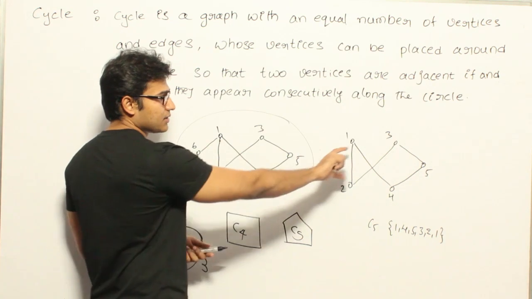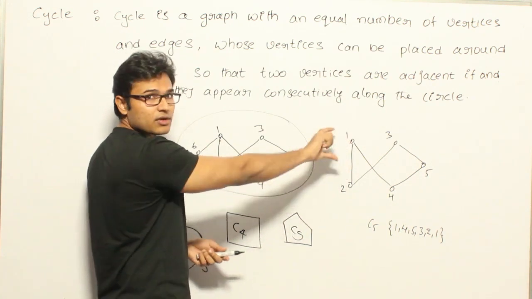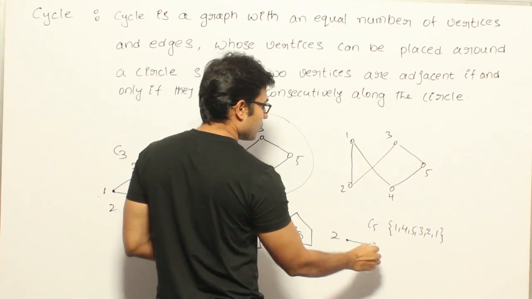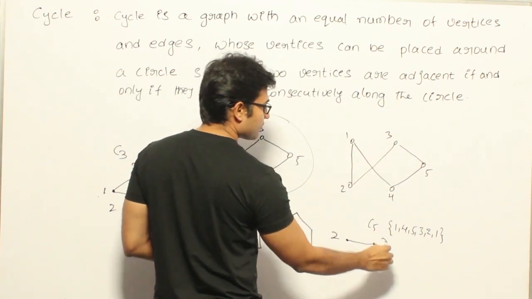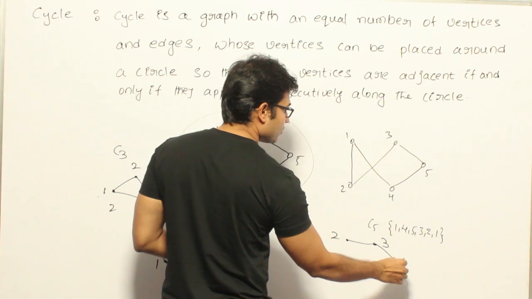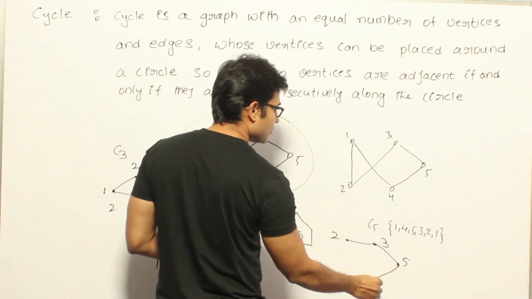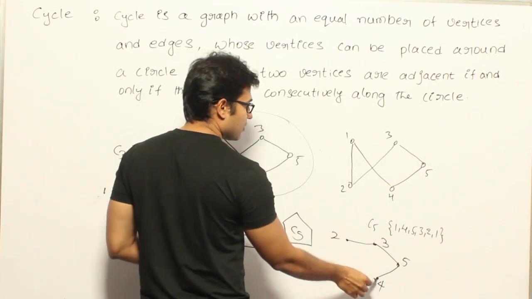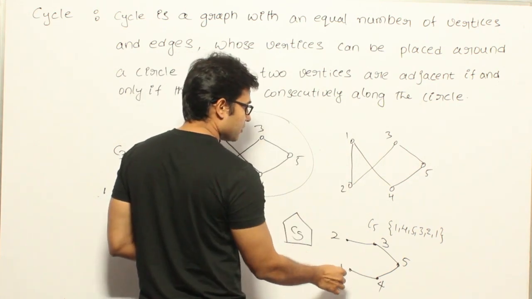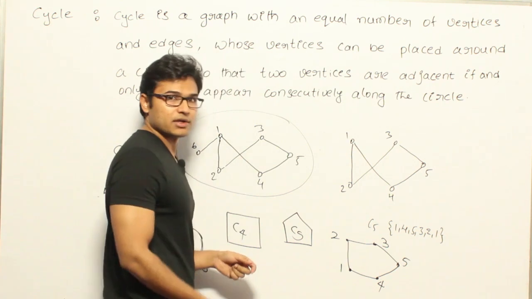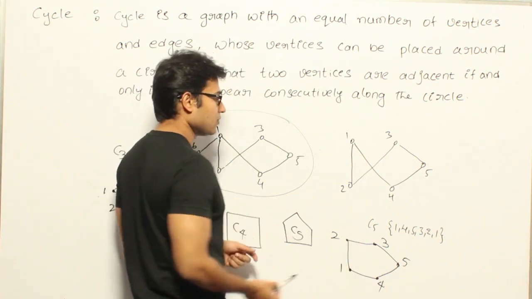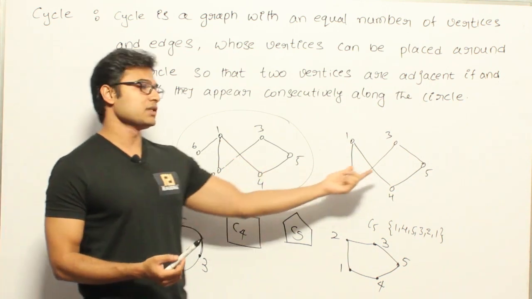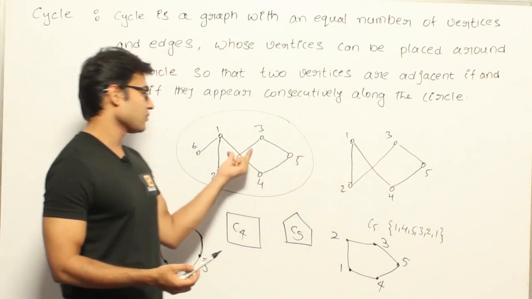See this, take this edge and just tilt it over like this, then what do you get? I'll get 2 here, and 2 will be adjacent to 3, and 3 will be adjacent to 5, and 5 will be adjacent to 4. And now if I tilt it this way, I get 4 will be adjacent to 1, and 1 and 2 are anyways adjacent, right? Now we see that it is a C5. Therefore this graph is said to contain C5 in it, or C5 is a subgraph of this.